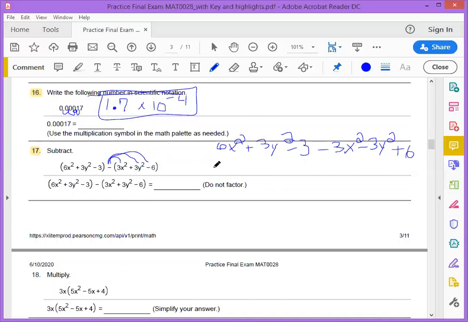We're looking to combine like terms at this point. So 6x squared minus 3x squared gives us 3x squared. We're done with the x squared terms. 3y squared minus 3y squared, that's just 0. And then negative 3 plus 6 gives us plus 3, and this is our answer: 3x squared plus 3.